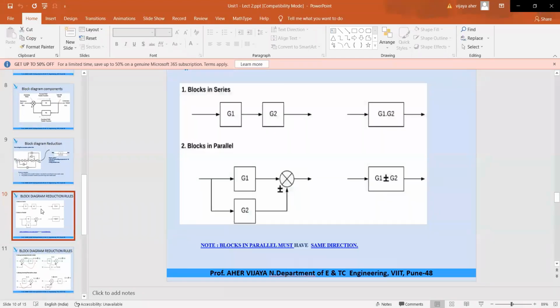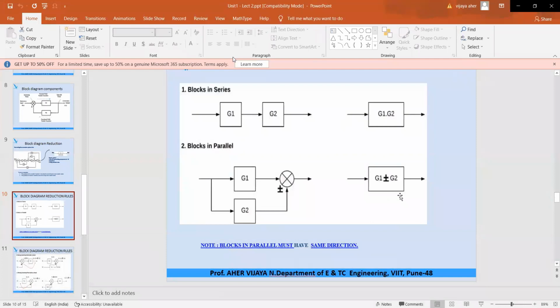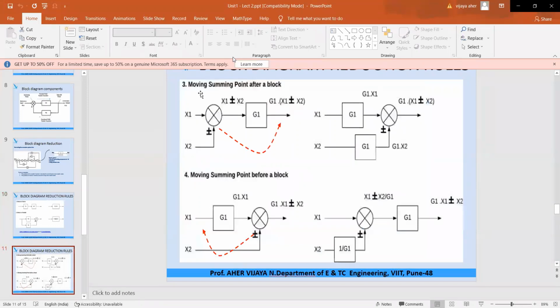This is first rule. When blocks are in series, you can replace them like this: one block with G1 into G2. Second rule, blocks in parallel. If this is the situation in a complicated diagram, you can replace it using one block with equation G1 plus or minus G2. Then third rule is moving summing point after a block. So this is the diagram for moving summing point after a block.